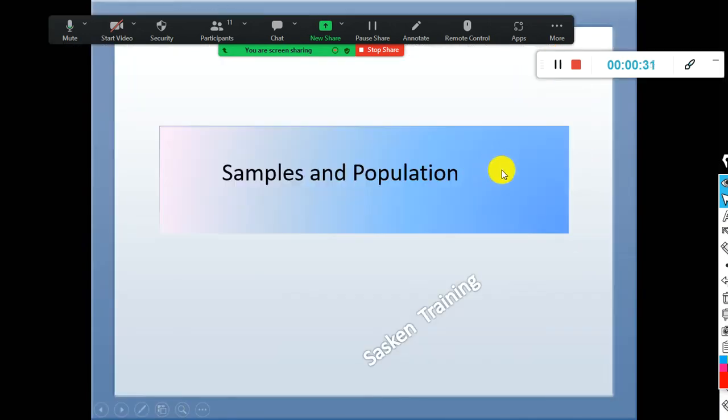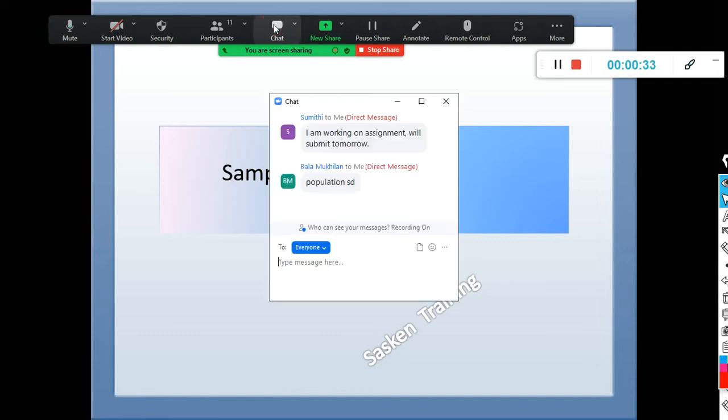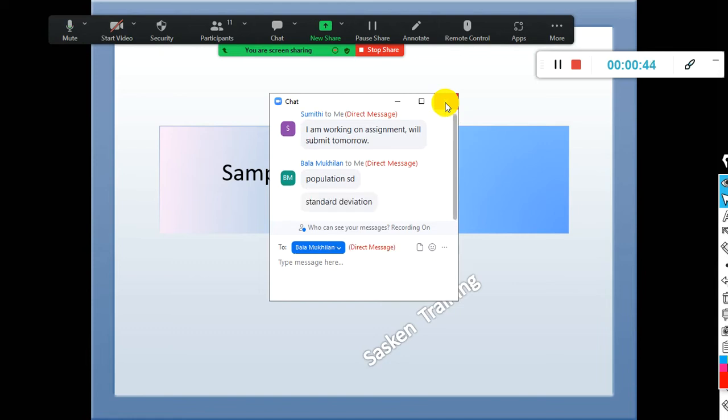Just type it in the chat window if you feel shy or if you cannot talk. Population standard deviation. Okay. So if you know the population standard deviation, what will you do? Yes, Mukilan, you are correct. If you know the population standard deviation, what test will you conduct? That is the next question.